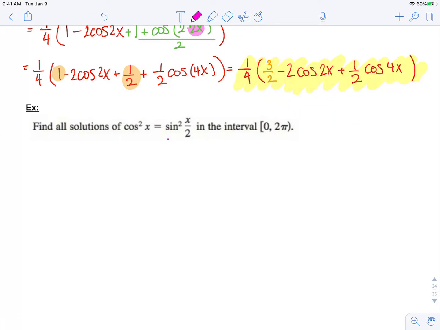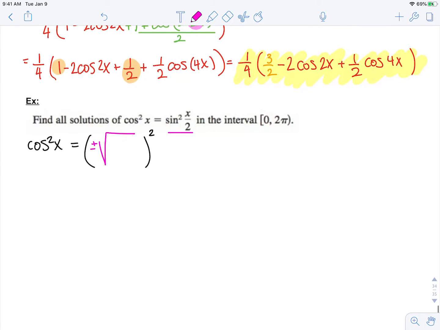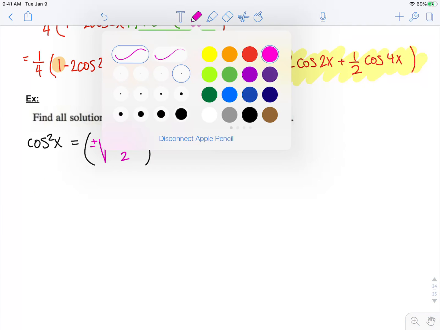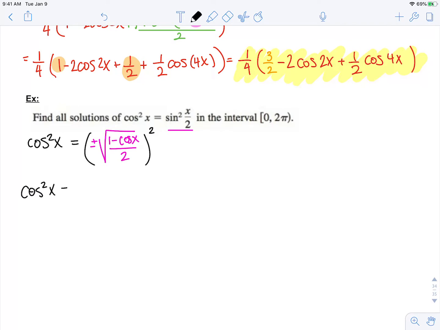replace this here. So I have cosine squared x equals something squared, and sine of x over 2 is plus or minus root of 1 minus cosine x over 2. So remember, if I square a square root, those things cancel out. So I have cosine squared x equals 1 minus cosine x over 2.